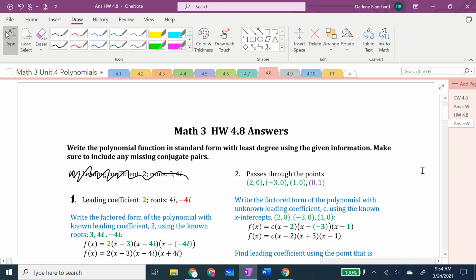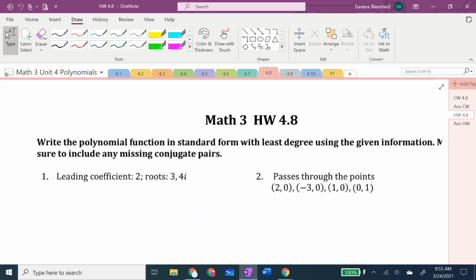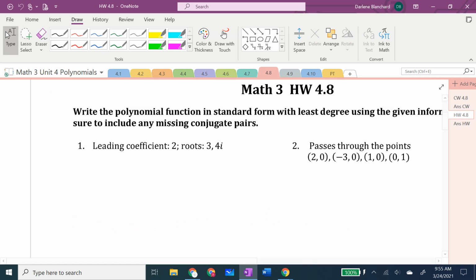Okay, going over the homework answers for section 4.8. I'll talk through it, and you have the answers to look at also, but I'll create answers and talk through it. So every time you have one of these problems, you've got leading coefficient times x minus a root times x minus another root, and you just keep making parentheses until you run out of roots.